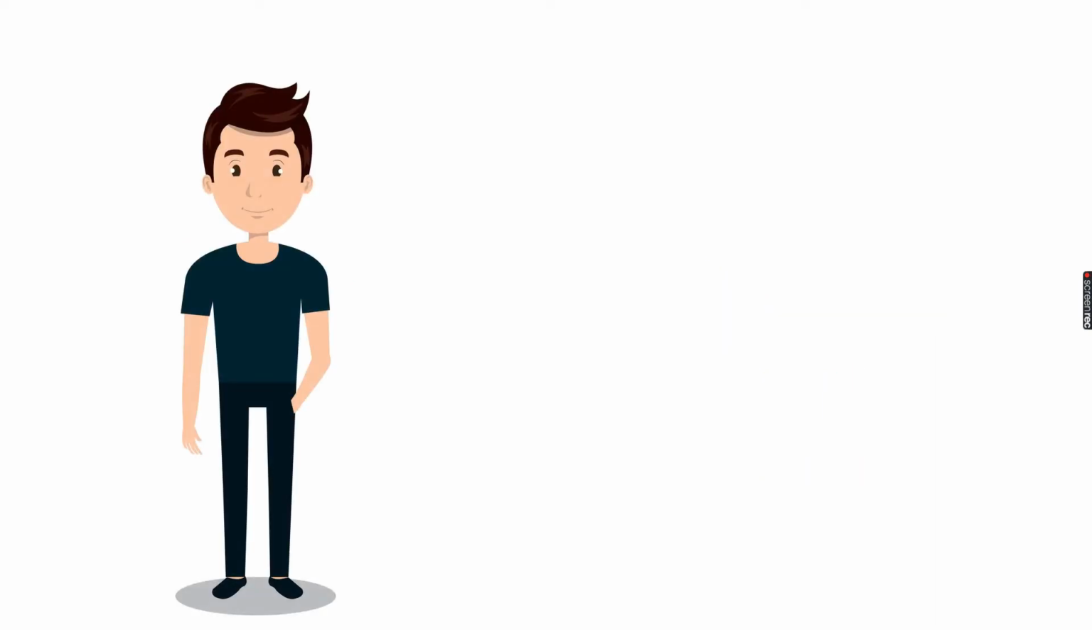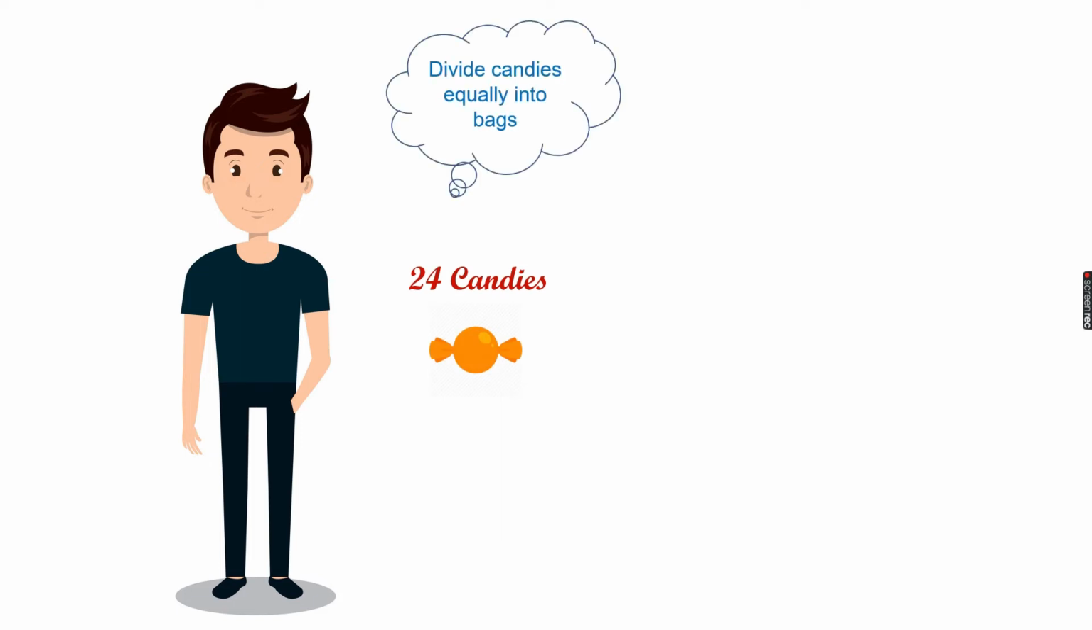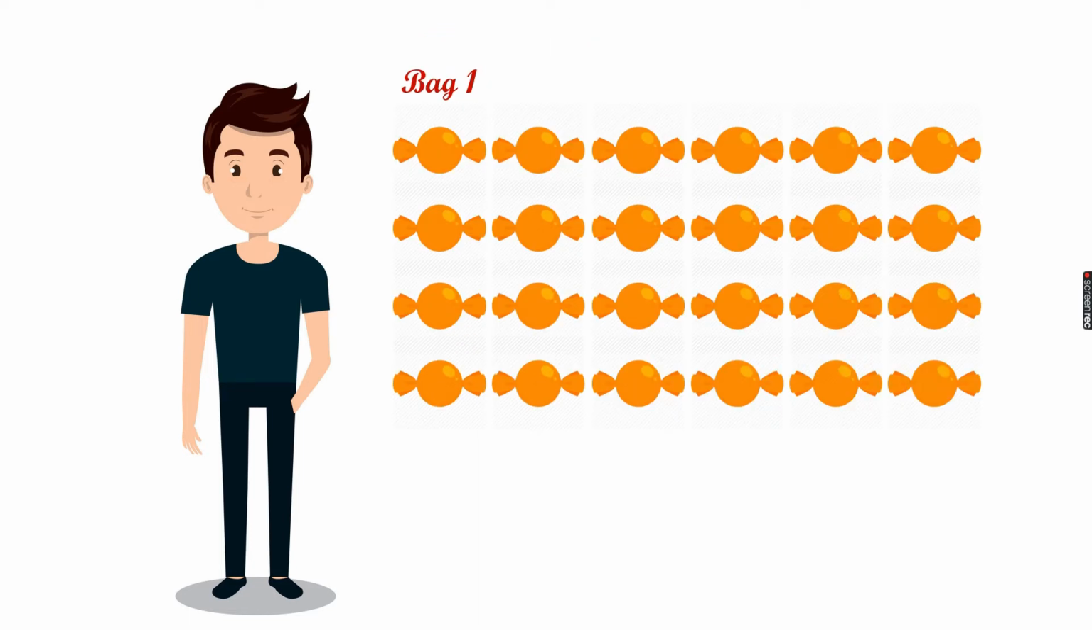Let's take an example of John. John has 24 candies and he's thinking to himself, I need to divide those candies equally into different bags. How can I do that? He can put all of these 24 candies in bag 1. That's not division exactly, but that's bag 1.